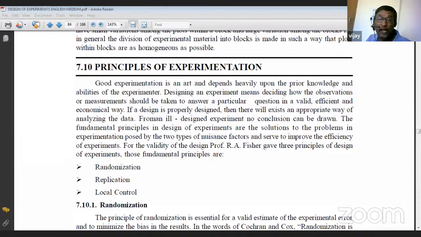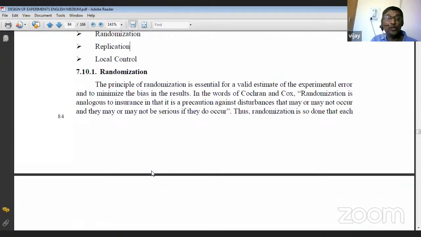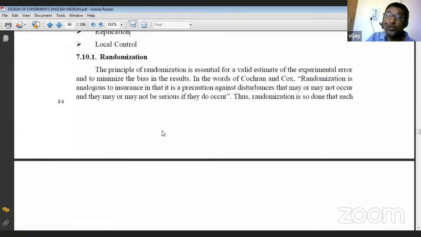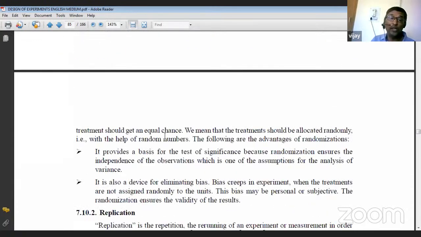So for the validity of the design, R.A. Fisher has given three principles of design of experiment: randomization, replication, local control. Randomization. What is randomization? The principle of randomization is essential for a valid estimate of the experimental error and to minimize the bias of the results. In the words of Cochran and Cox, randomization is a last insurance, a precaution against disturbances that may not occur, and may not be serious if they do occur. Thus, in randomization each treatment should get an equal chance. We mean that the treatments should be allocated randomly with the help of random numbers.